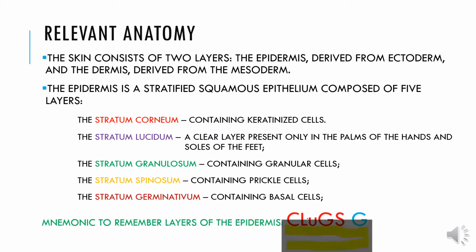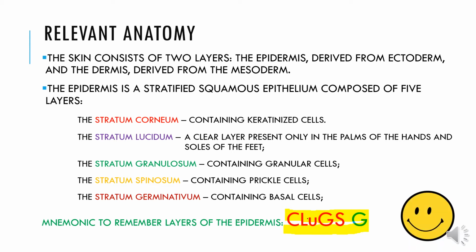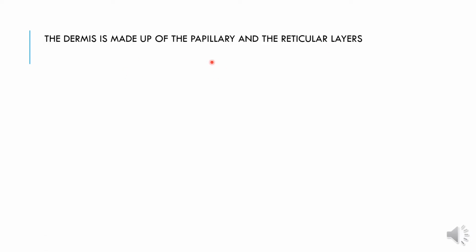The mnemonic to remember the layers of the epidermis is CLOGS G, where C is for corneum, LU for lucidum, G for granulosum, S for spinosum, and the last G for germinativum. And I hope you find this mnemonic helpful. The dermis is made up of the papillary and then the reticular layers. So these are the parts of the dermis.